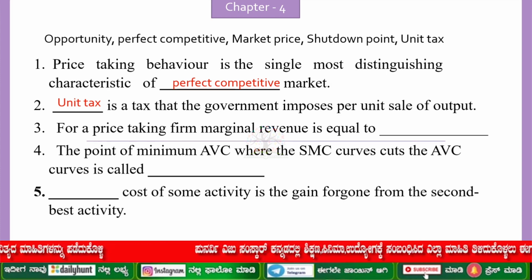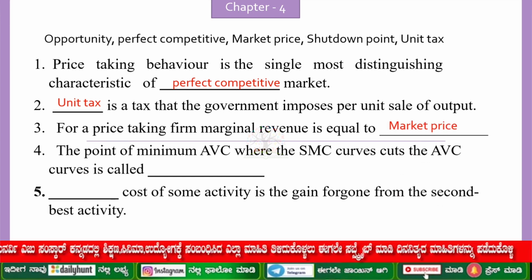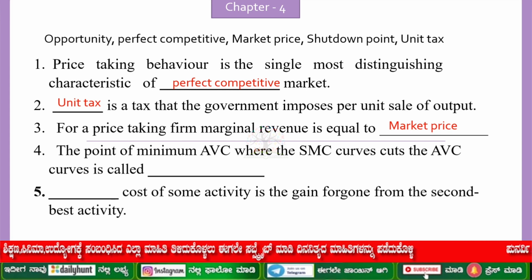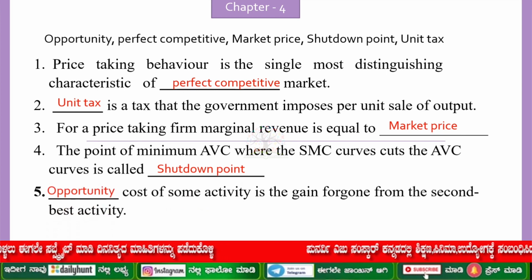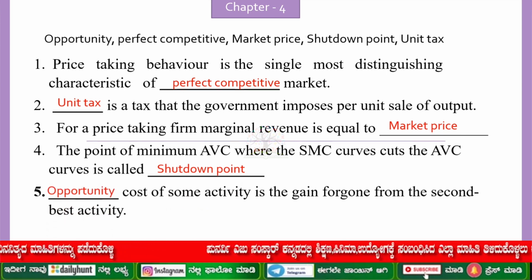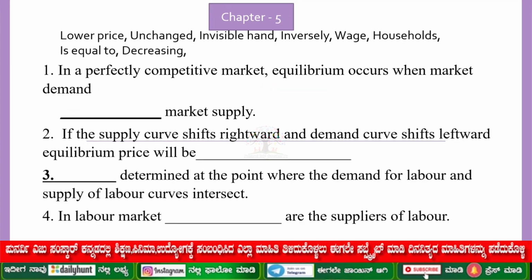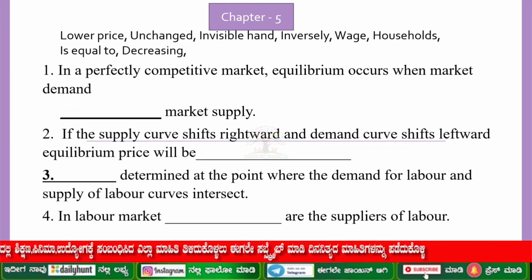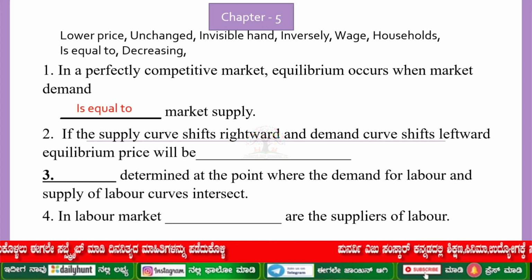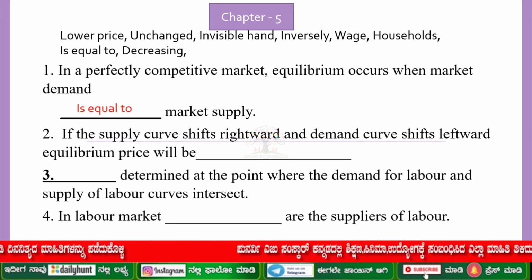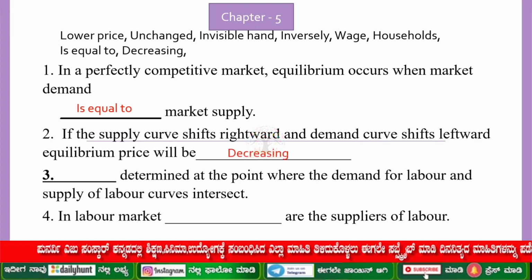For a price taking firm, marginal revenue is equal to market price. The point of minimum AVC where SMC curve cuts AVC curve is called shutdown point. Opportunity cost of some activity is the gain foregone from the second best activity. In a perfectly competitive market, equilibrium occurs when market demand is equal to market supply. If the supply curve shifts towards right and demand curve shifts leftward, equilibrium price will be decreasing.